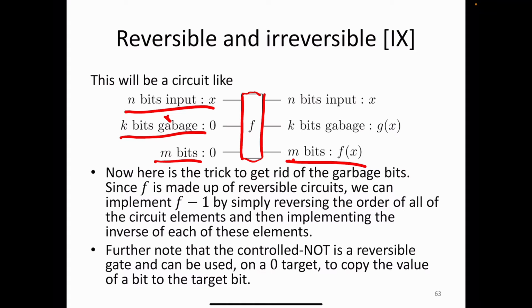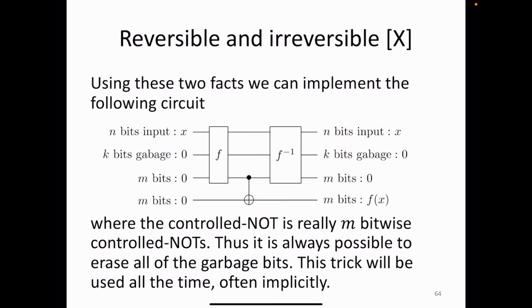And now the trick here is to get rid of the garbage bits. Since f is made up of reversible circuits, we can implement f inverse, the reversed version, by simply reversing the order of all the circuit elements and then implementing the inverse of these elements. And one important thing to note is that the controlled NOT is a reversible gate and can be used on a zero target to copy the value of a bit into the target bit. So remember, using these two facts, we can implement the following circuit.